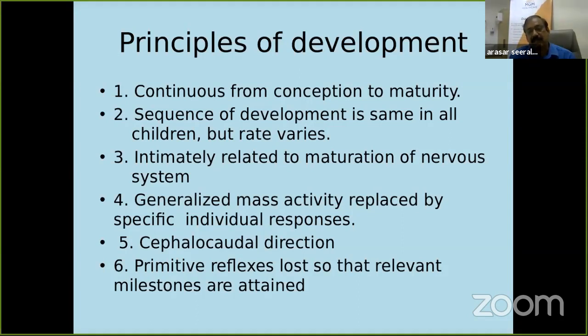Generally, the mass activity that is seen in utero and soon after birth is replaced by specific individual responses, and development takes place in the cephalocaudal direction. And there is a big role for primitive reflexes that are present in these babies, that have to be lost or get integrated as the milestones are achieved.